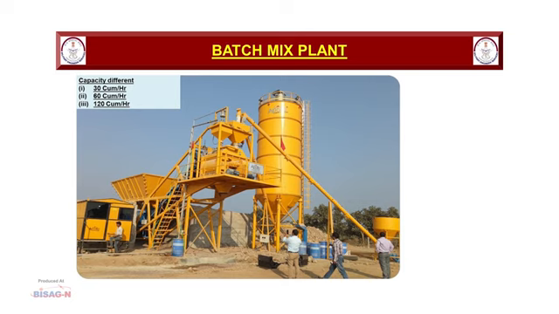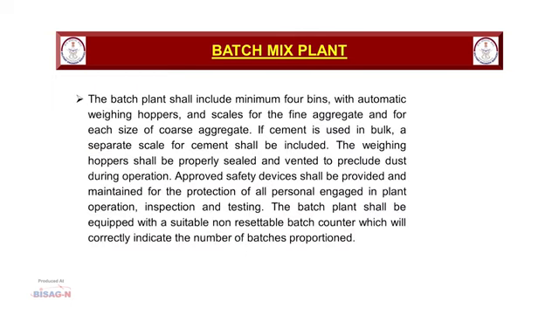The batch mixing plant: the photograph shows the typical layout of a batch mixing plant. The available capacities of the batch mix plants are 30 cubic meter per hour, 60 cubic meter per hour and 120 cubic meter per hour. The batch plant shall include a minimum of 4 bins with automatic weighing hoppers and scales for the fine aggregate and for each size of the coarse aggregate. If cement is used in bulk, a separate scale for cement shall be included. The weighing hoppers shall be properly sealed and vented to preclude dust during operation.